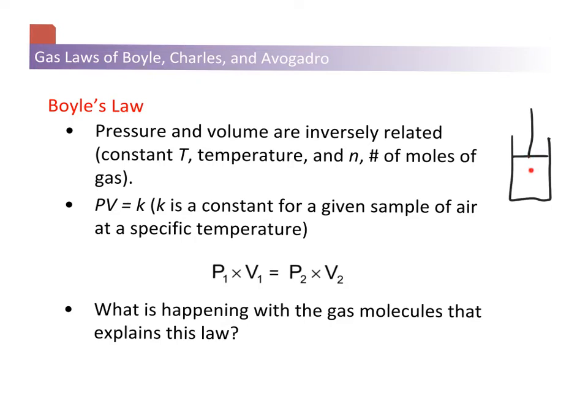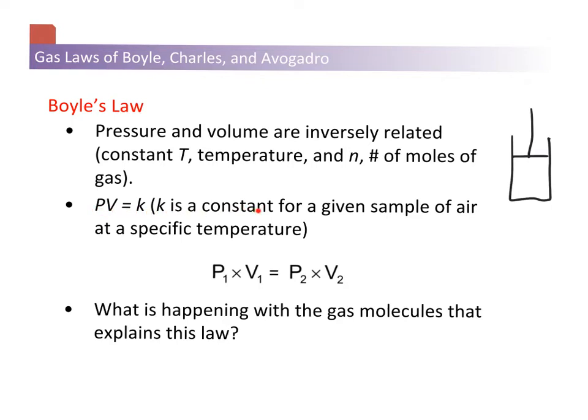Basically, you're taking the same amount of gas and decreasing the amount of space that it has to roam around in, and thus the pressure will increase because you'll have the same number of particles occupying a smaller volume. Those particles bump into each other and bump into the wall, increasing the pressure, or the force on that area. Now P times V for any sample of gas is equal to a constant K.